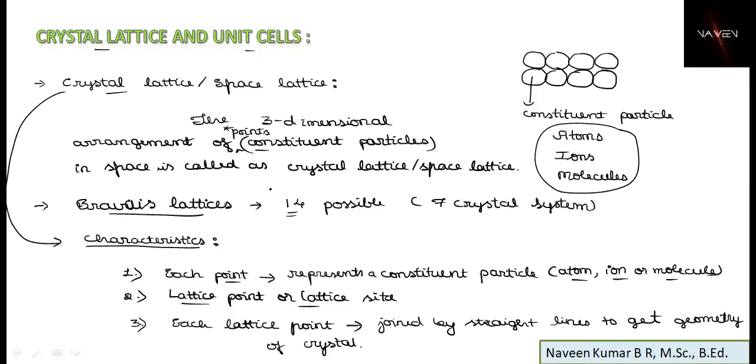Such lattices or crystals are of 14 possible types, which are called Bravais lattices, and are studied as 7 crystal systems. That we'll try to learn later. Now, if we observe the salient characteristic features of a crystal lattice, each point is called a lattice point or lattice site, representing a constituent particle as an atom, ion or molecule. And each such point representing the particle is joined by a straight line to get the geometry of the crystal.